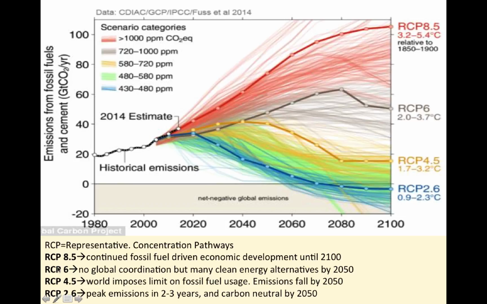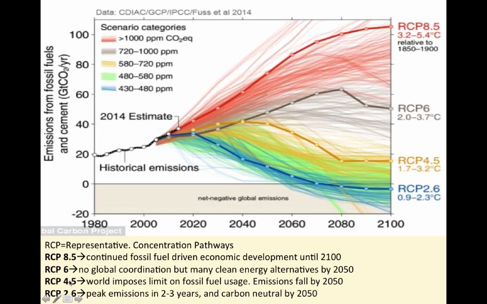scenario. RCP6 says no global coordination, but many clean energy alternatives by 2050. That seems pretty likely to me. There's definitely a rise of clean energy alternatives happening right now. Hopefully they keep increasing. So of course that's not going to go up as much as the RCP 8.5.